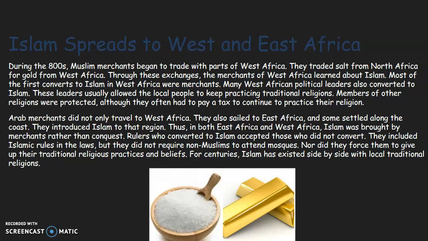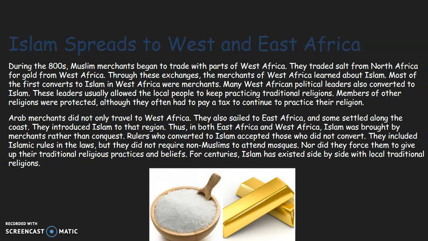Islam spreads to West and East Africa. During the 800s, Muslim merchants began to trade with parts of West Africa. They traded salt from North Africa for gold from West Africa. Through these exchanges, the merchants of West Africa learned about Islam. Cultural diffusion. Most of the first converts to Islam in West Africa were merchants.